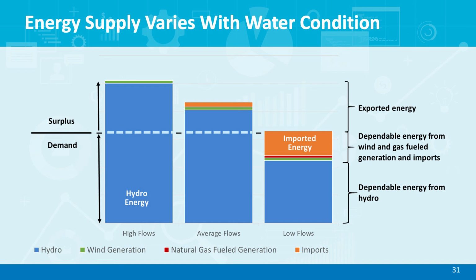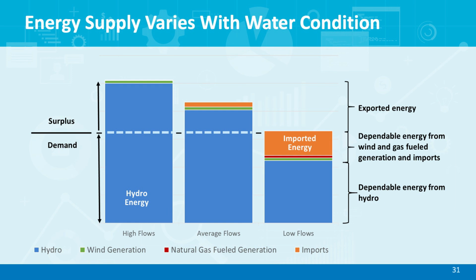This includes energy from wind farms, imported energy from the other markets, and utilizing Manitoba Hydro's natural gas turbines to help meet demand. On the other side of the chart, we see that during high flows, there is more hydro energy than is needed to meet demand. The additional hydro energy is first used to meet demand and avoid imports or running our natural gas turbines to meet demand. Once this is met, the remaining energy, also known as surplus energy, can then be exported for revenue.